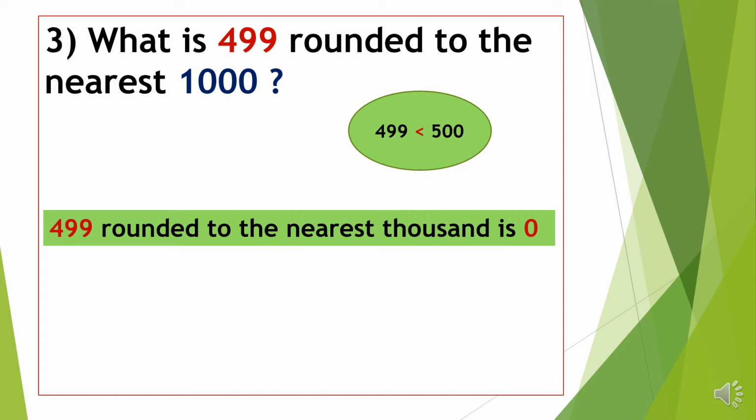Here the number given is 499. That is less than 500. So what is the answer we are getting? We will get 0. So 499 rounded to the nearest 1000 is 0.